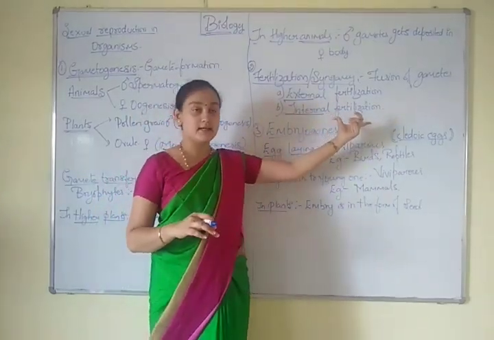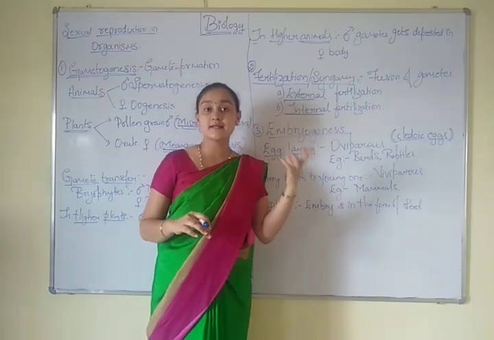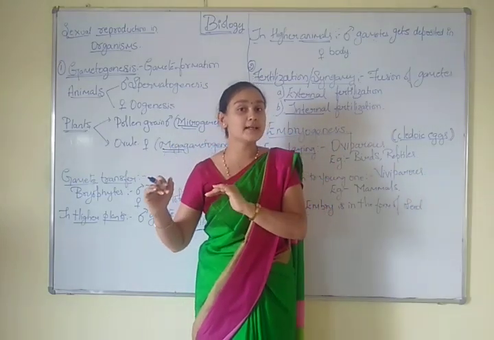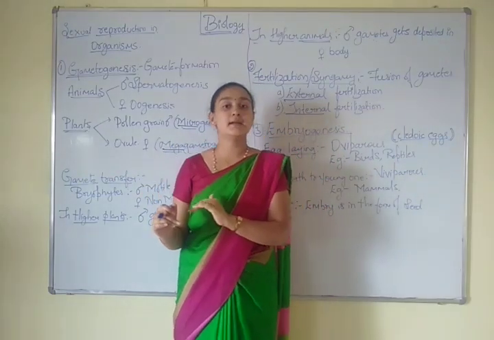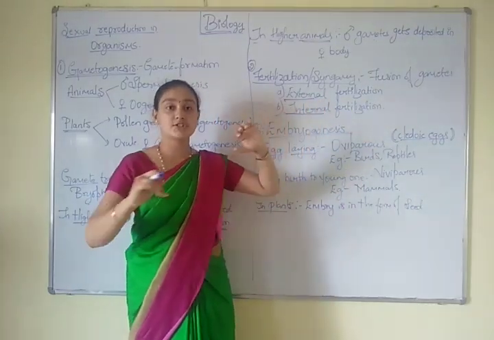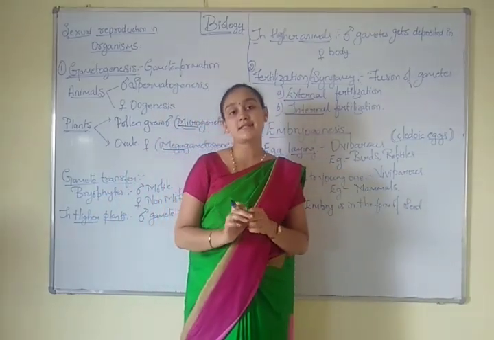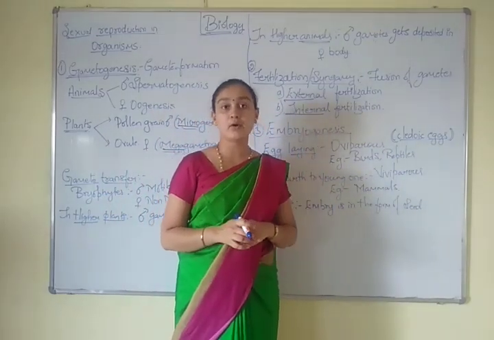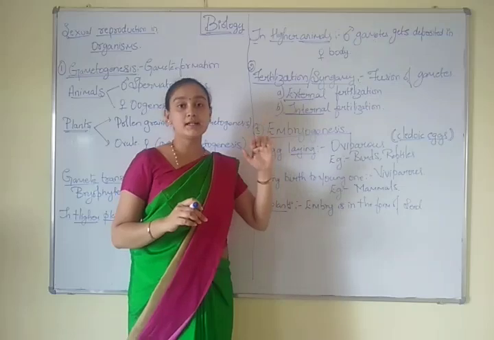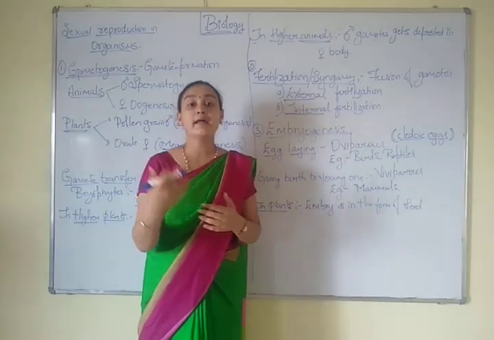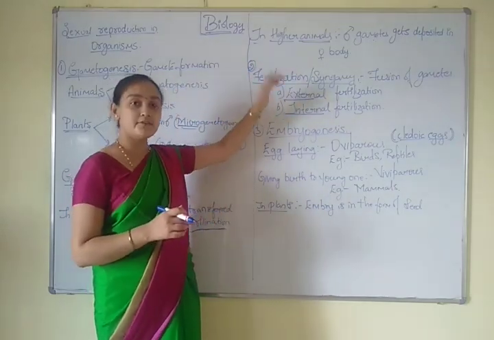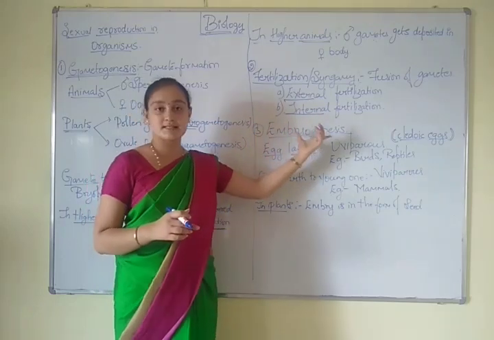Whereas in internal fertilization, the number of male gametes will be more, but the number of female gametes will be very, very limited. Understood? In internal fertilization, it takes place inside the female body. So these are the two different types of fertilization, external and internal, depending upon where the fertilization takes place. Understood? Now after the fertilization, the next is the embryo, right?